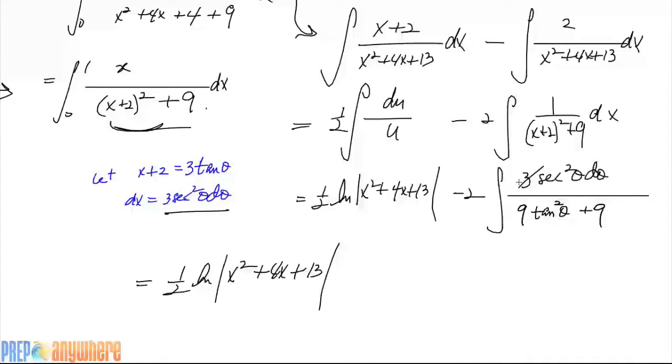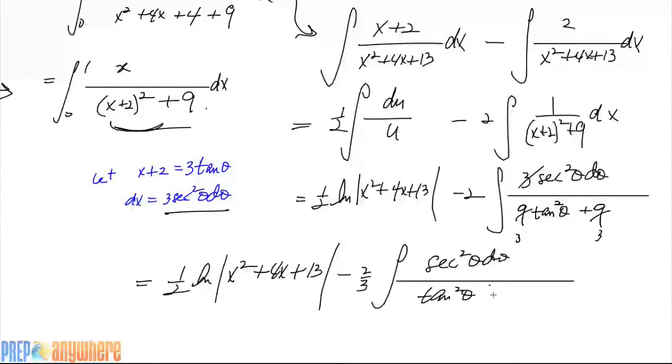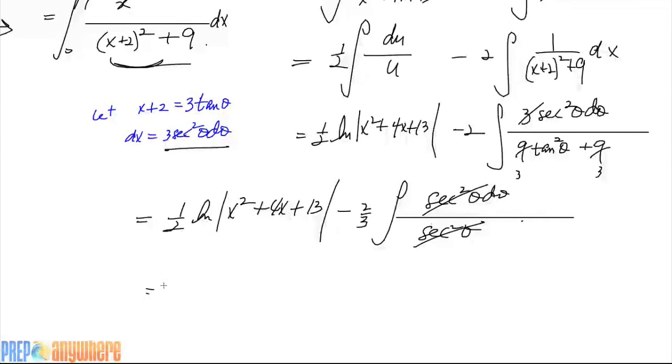You can divide the top and bottom by 3 and factor out that 3 to get negative 2 over 3. You have a secant squared theta d theta. At the bottom we have a tangent squared theta plus 1. That's exactly secant squared theta, so it cancels. So this is going to be theta plus a constant.